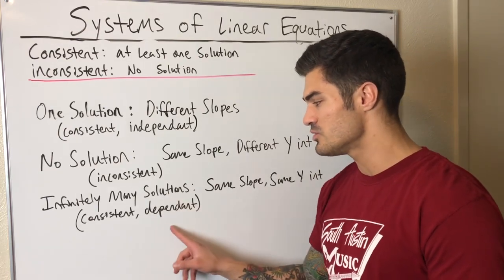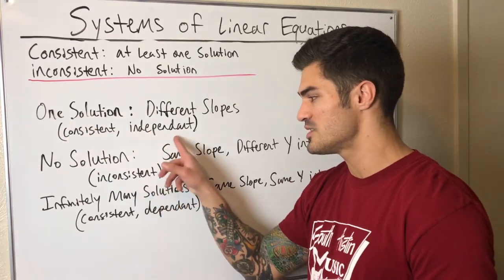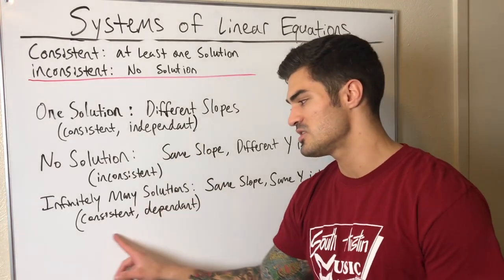If there are infinitely many solutions, we say dependent. If there's just one solution, we say independent. And infinitely many is still consistent.